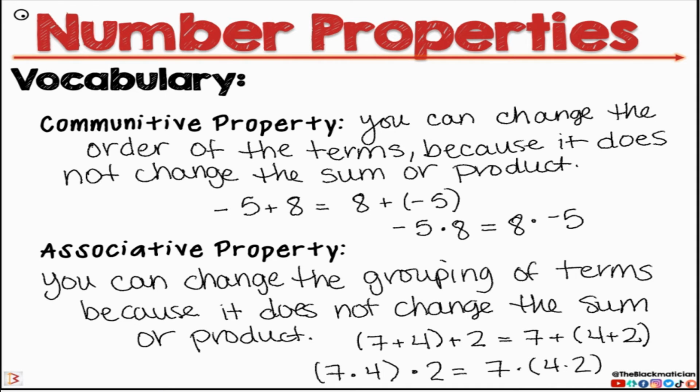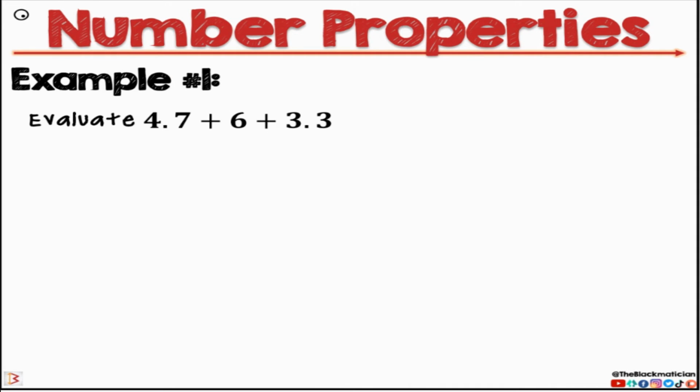Let's do some examples. Example 1, evaluate 4.7 plus 6 plus 3.3. So I'm just going to move some stuff around. I want to keep my numbers with decimals together and the number without a decimal off to the side. So I'm going to rewrite this as 6 plus 4.7 plus 3.3. And again, because it's commutative and we're adding, it doesn't matter where I switch the numbers around, I'm still going to get the same answer.